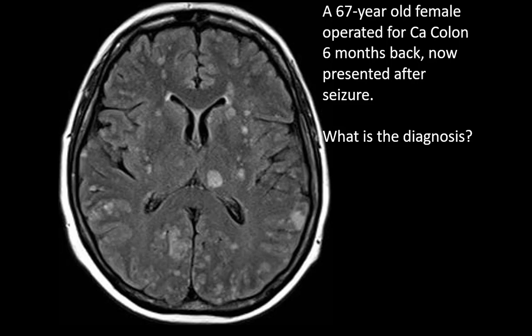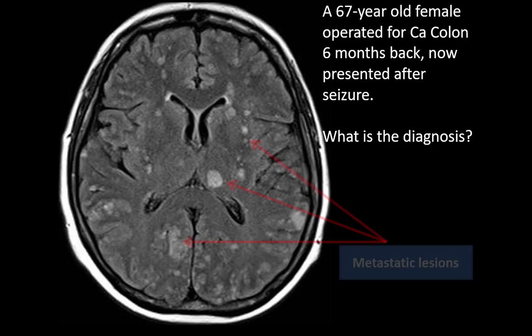A 65-year-old female operated for CA colon 6 months back, now presented after seizures. What is the most probable diagnosis? Metastasis, because she had a history of CA colon.